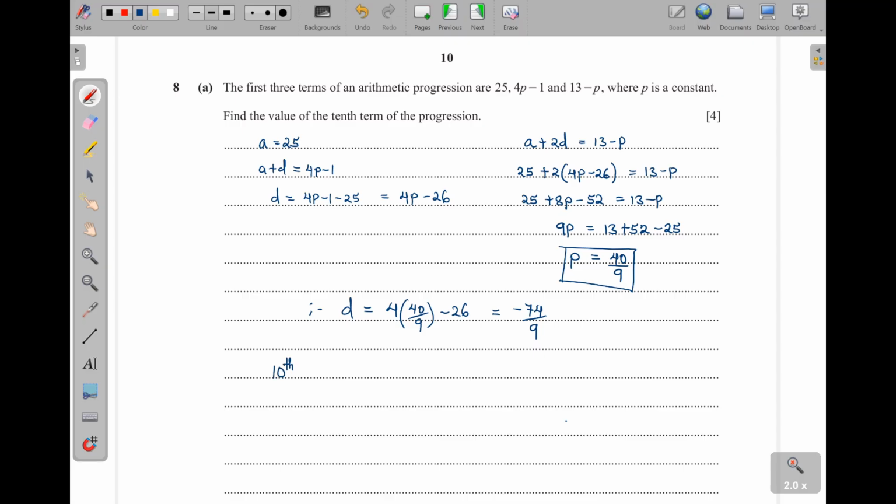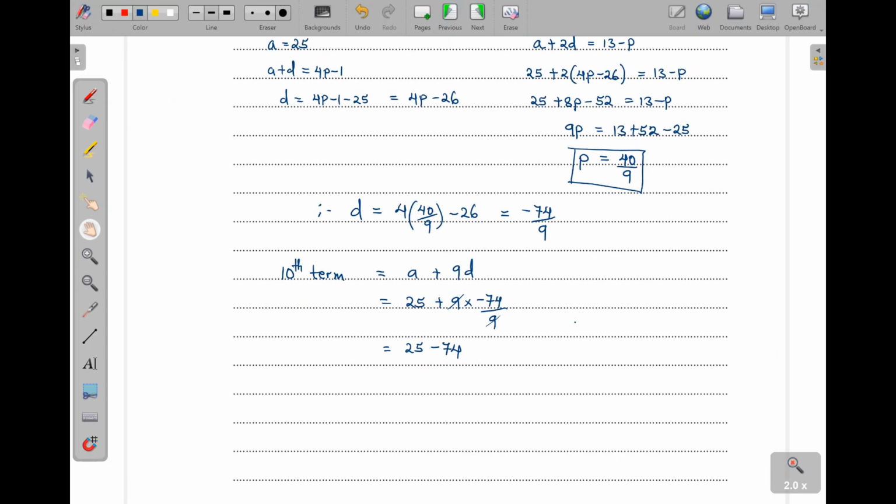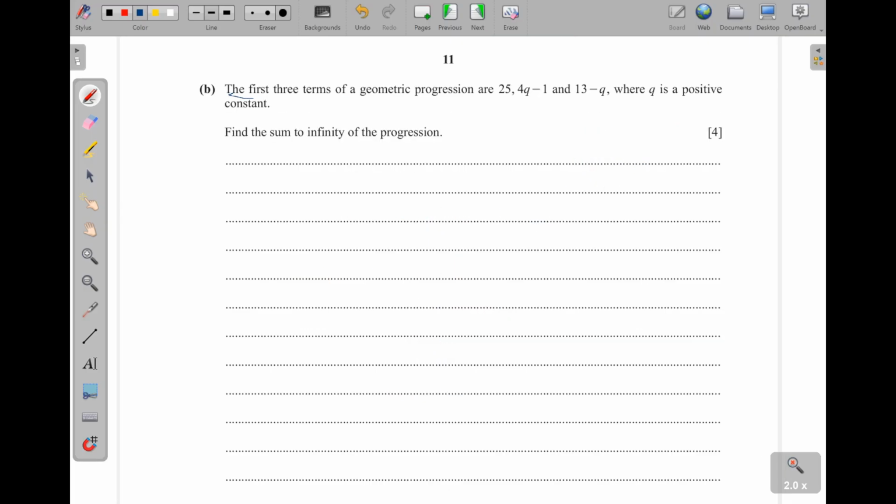So the 10th term, of course, is equal to a plus 9d. So a is 25, then plus 9 times d, which is negative 74 over 9. Don't you think this 9 disappears? And then we remain with 25 minus 74. 25 minus 74 automatically gives you negative 49. So that is negative 49. That is that.